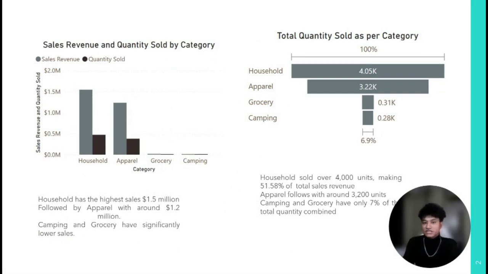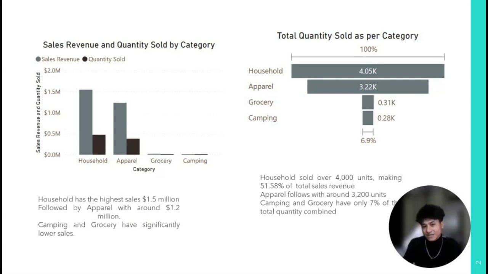So starting with sales revenue and quantity sold, we observe that household leads in both metrics with sales around 1.5 million, apparel follows closely within 1.2 million, but grocery and camping shows significantly lower figures.